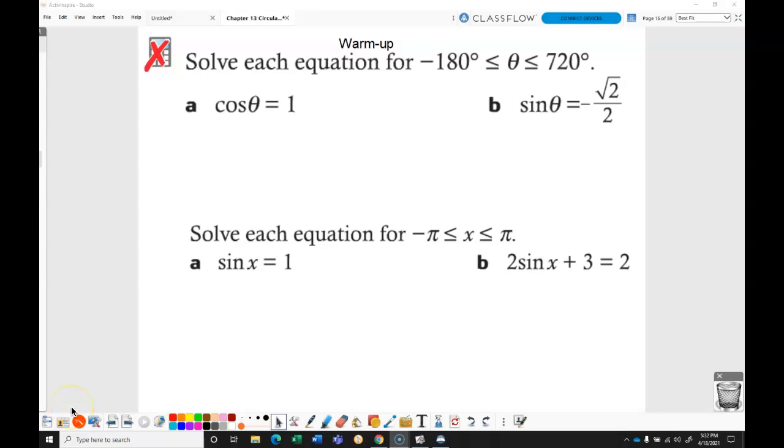All right, so here we are today. It should be 5:12 when we're looking at this, okay? May 12th. Here's your warm-up, so go ahead and hit pause, and in a few seconds I'll put up the solution.